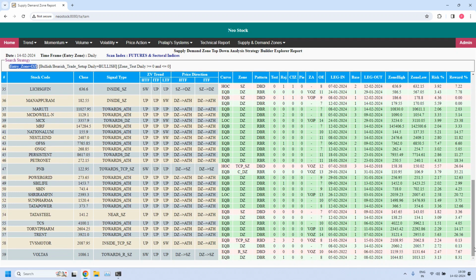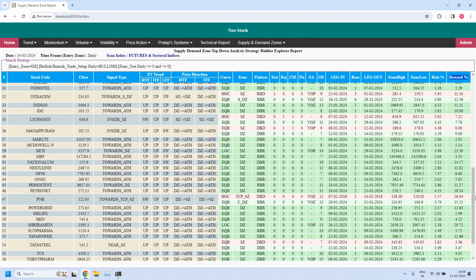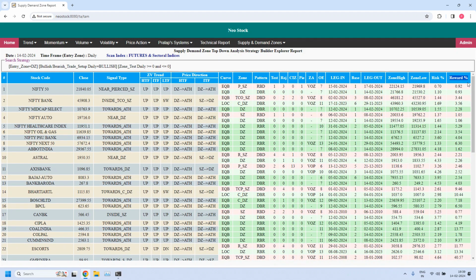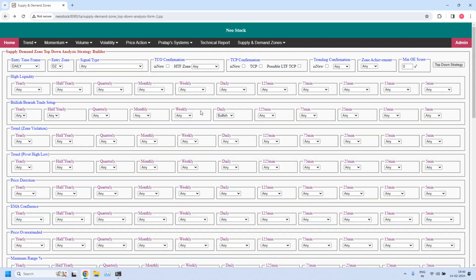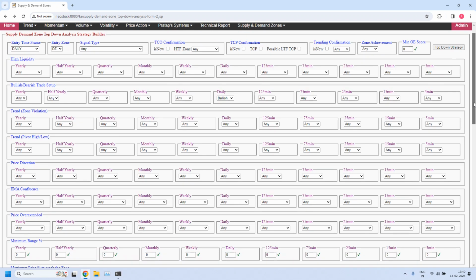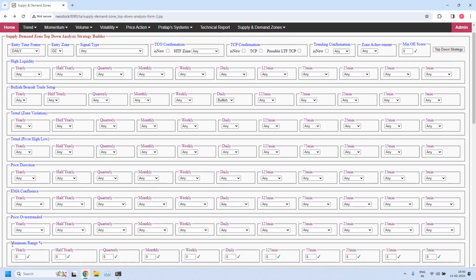So 59 stocks are filtered. From 103, the list is reduced to 59. Still it is a big number. So for that, the next filter we will set is reward. Because this is a monthly income trade setup, between demand zone to supply zone or between demand zone to all-time high, at least we expect a minimum 5% reward. So that is the reason why I'm using the last parameter in this page, minimum range percent.